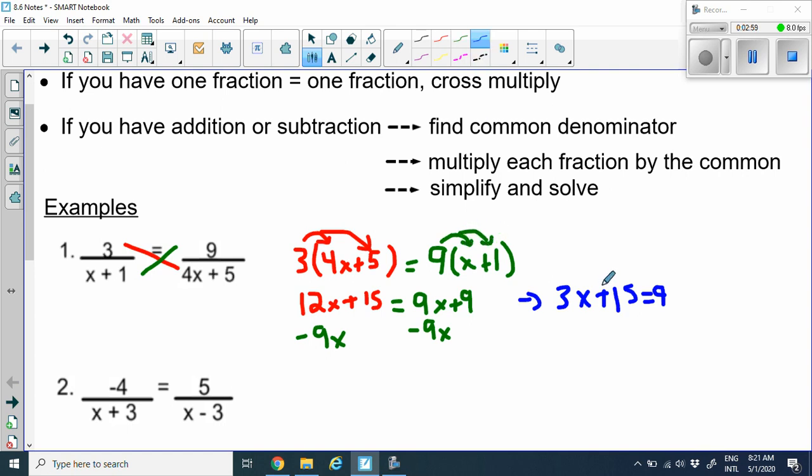Okay, so now I'm going to subtract 15 from both sides. And I get 3x equals negative 6, so be careful with your negatives and positives. Then I divide both sides by 3, and I get x equals negative 2.